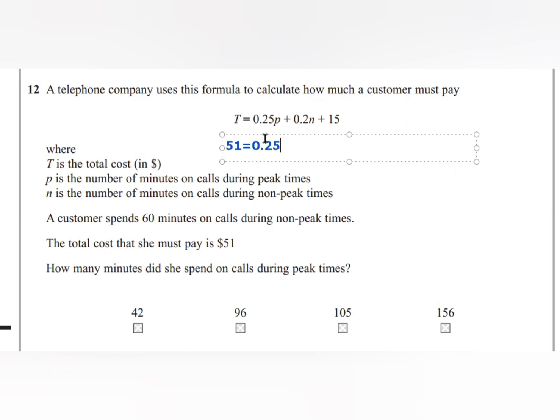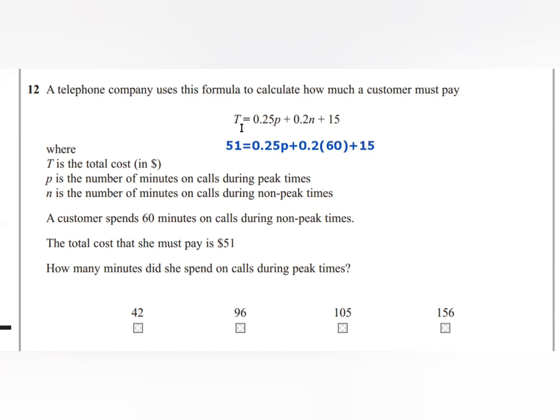And then plus, we have 0.2 N, so 0.2 multiplied by N. What is the N? It's the non-peak time. The non-peak time here is 60 minutes, so we're going to write 60. And then plus 15. Now we have ourselves an equation.